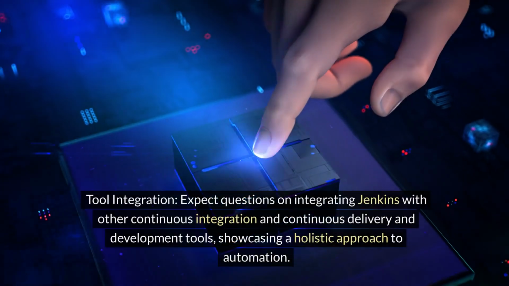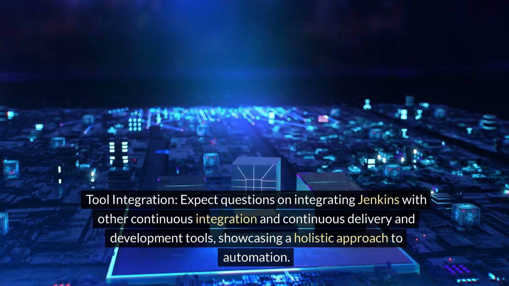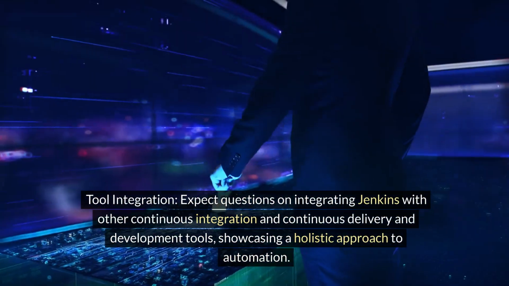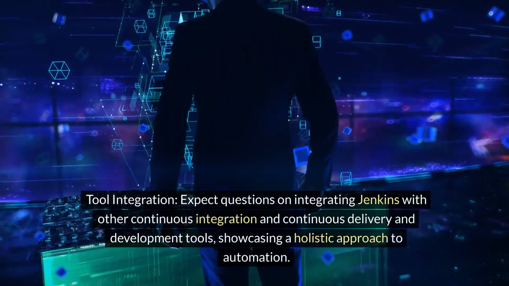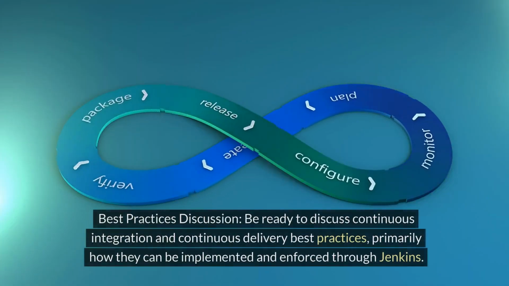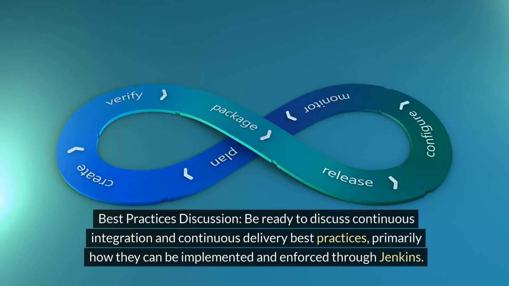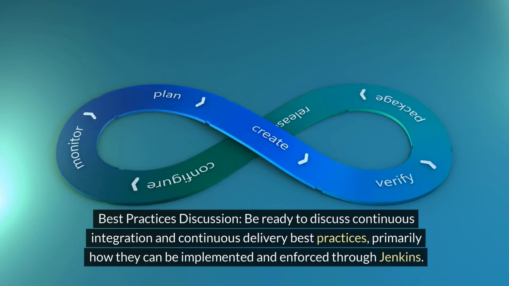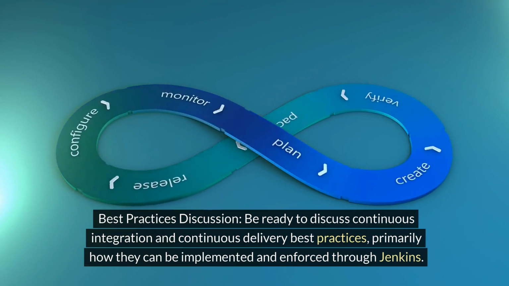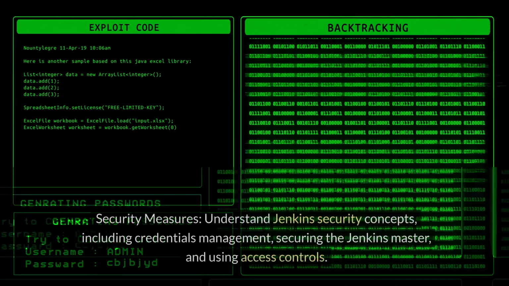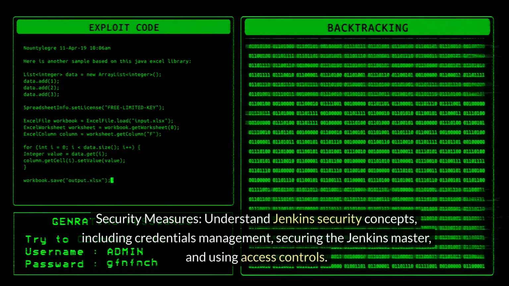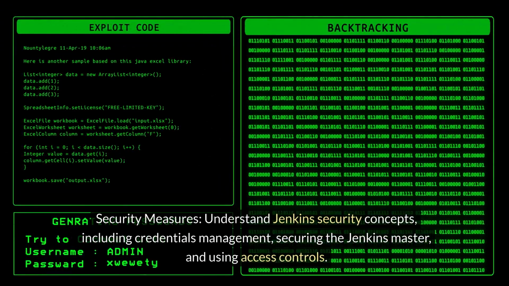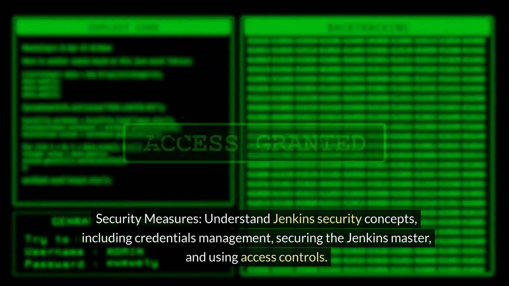Tool integration: expect questions on integrating Jenkins with other continuous integration and continuous delivery and development tools, showcasing a holistic approach to automation. Best practices discussion: be ready to discuss continuous integration and continuous delivery best practices, primarily how they can be implemented and enforced through Jenkins. Security measures: understand Jenkins security concepts, including credentials management, securing the Jenkins master, and using access controls.